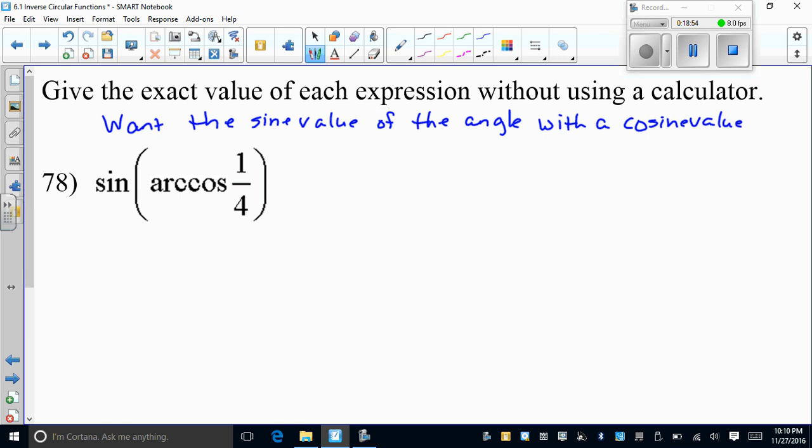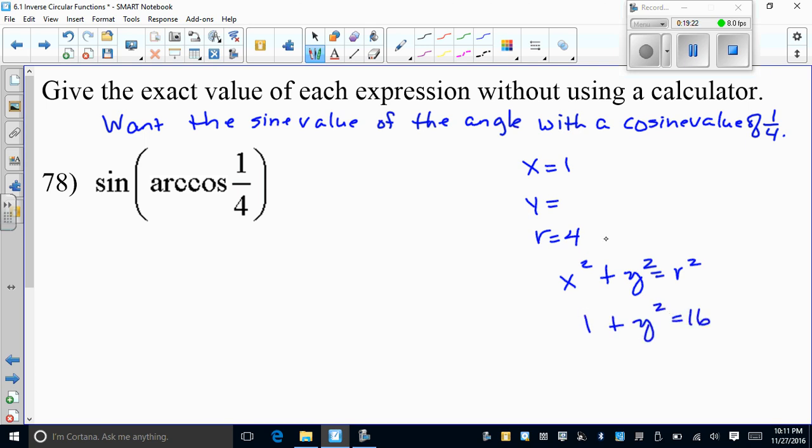Not so bad. X equals 1, y we don't know, and r is 4. We use Pythagoras' theorem: x squared plus y squared equals r squared. R is always positive. So 1 plus y squared equals 16. Yes, I skipped steps: 1 squared is 1, 4 squared is 16. Subtract 1, subtract 1. So y squared equals 15, so y equals plus or minus the square root of 15.